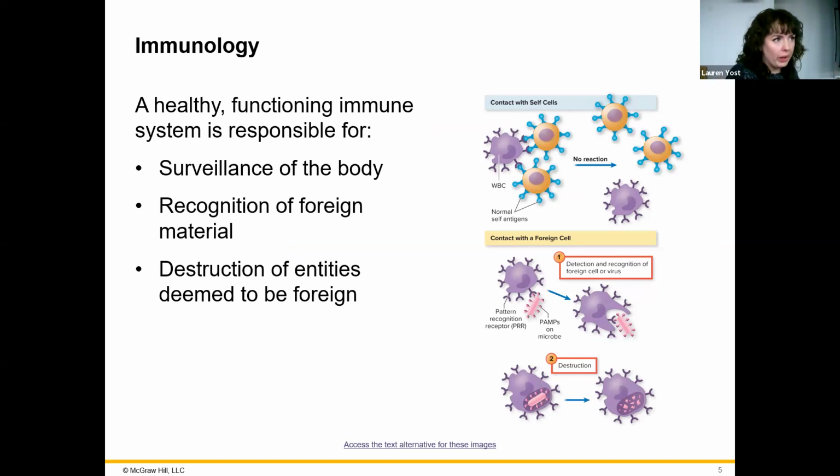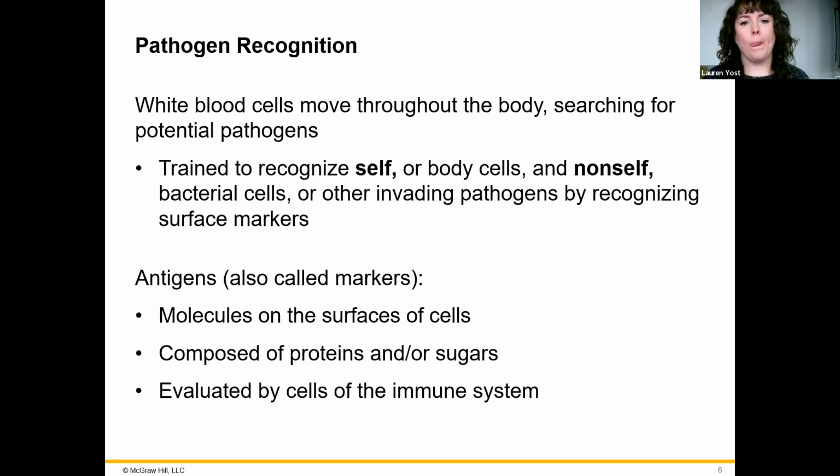So the whole point of our immune system is basically to surveil everything in your body all the time, constantly looking for antigens and trying to destroy anything that we see as foreign. We have to then be able to recognize the difference between self and non-self. How do we recognize between self and non-self? Well, I'm glad you asked. That's going to be the surface markers on the cells.